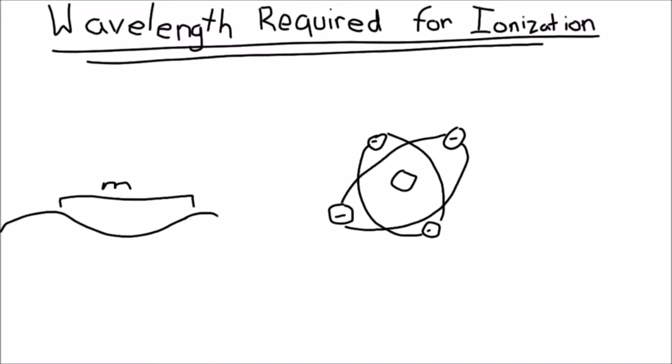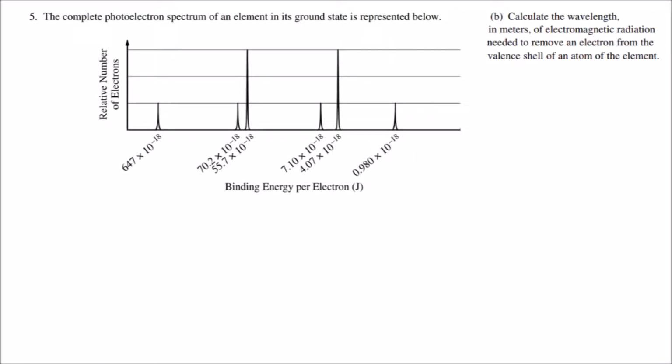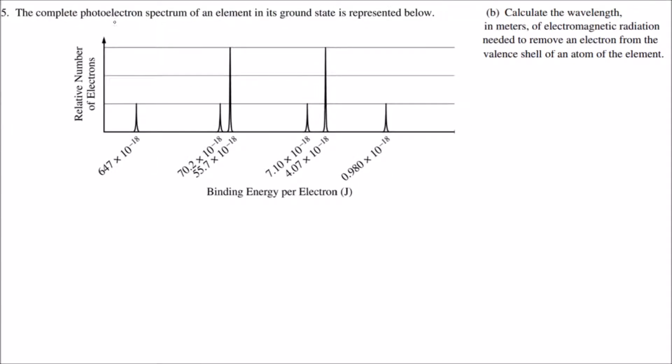Hello. Today we will be looking at how we can calculate the wavelength of a photon with enough energy to remove a valence electron, also known as ionization energy. As an example, we will be using question 5b from the 2019 AP Chemistry exam. The complete photoelectron spectrum of an element at its ground state is represented below.